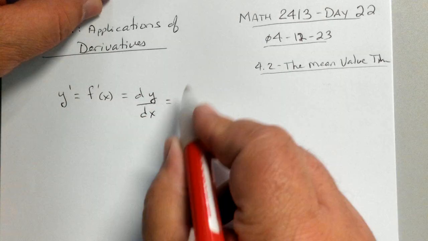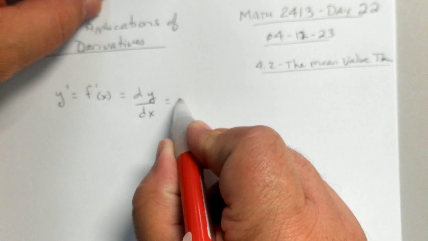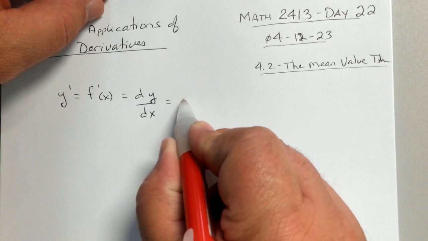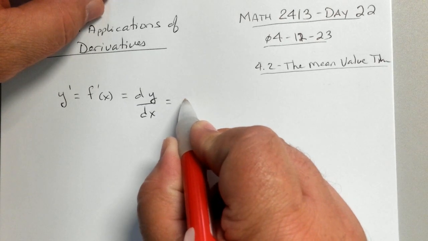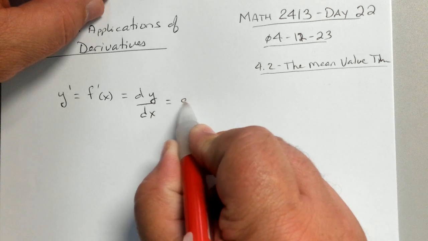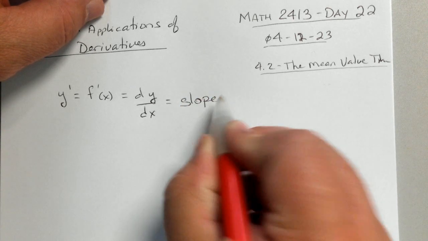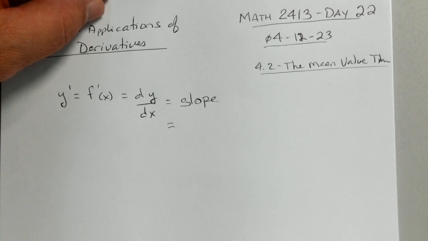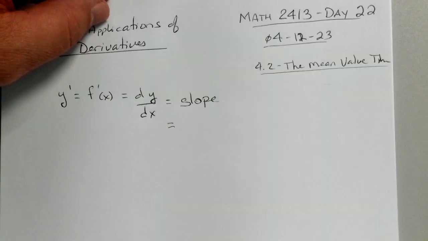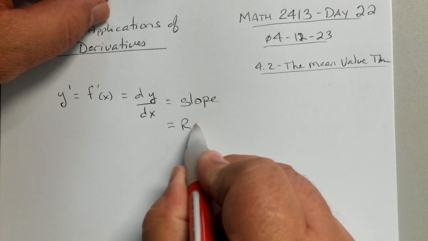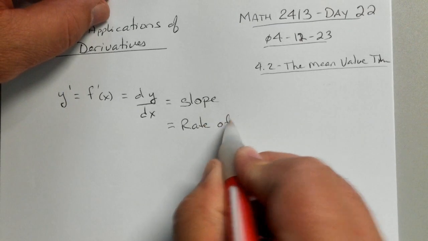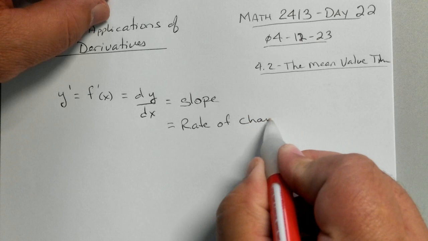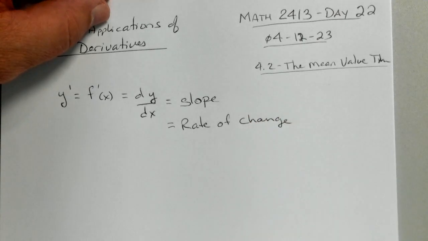What does all this stuff mean, the derivative? Yeah, there's a difference between 2 points, so it's the slope. Another name for it? Rate of change, very good. And that's pretty much all we discussed so far in those two.